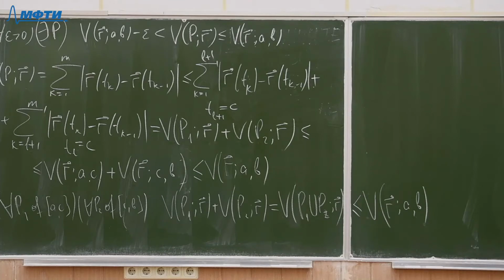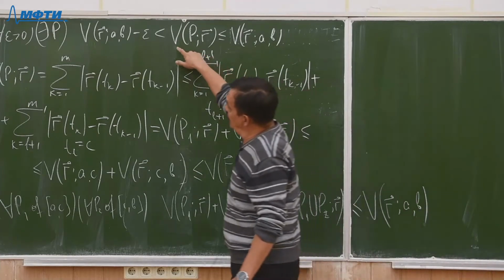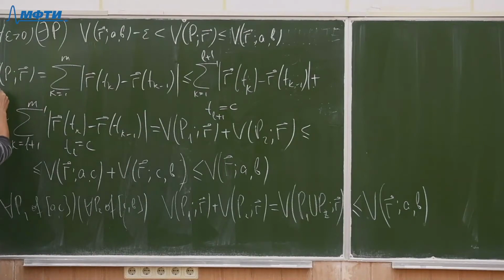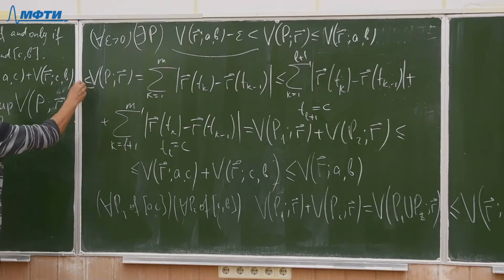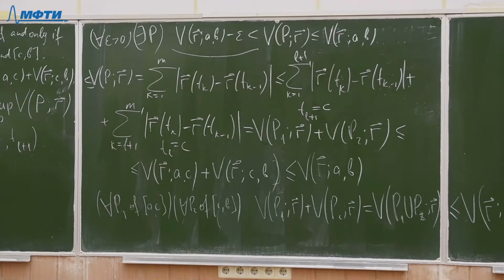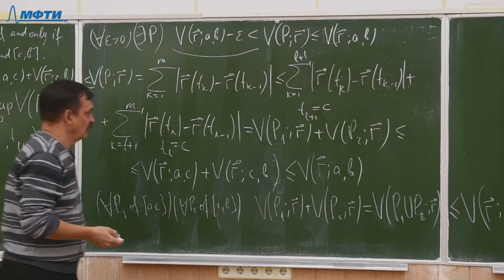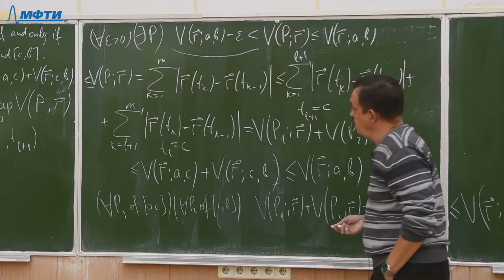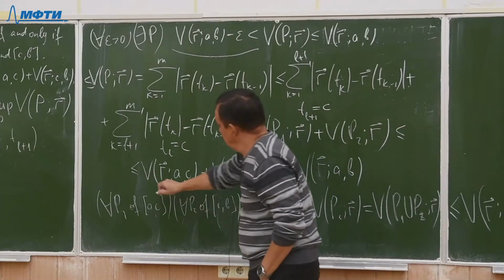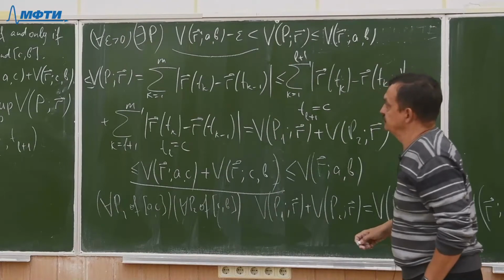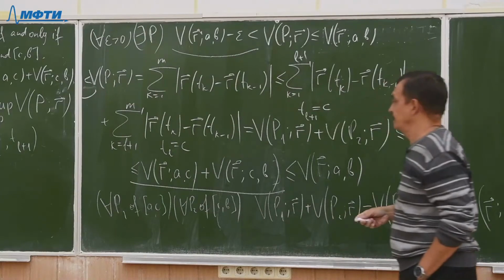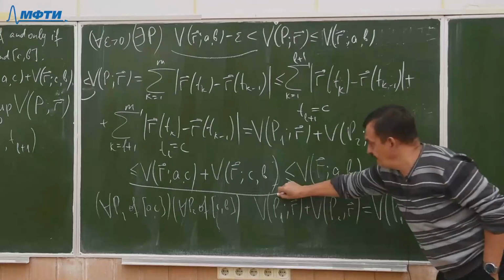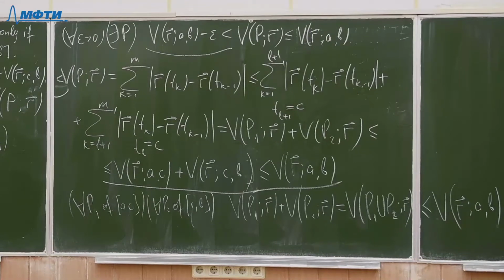Now remember that V of P, R is greater or equal, look, that one I should put here, right? And now what happens? Let me indicate what I underlined. That is not less or equal, that is this inequality, right? Look, what we have now.